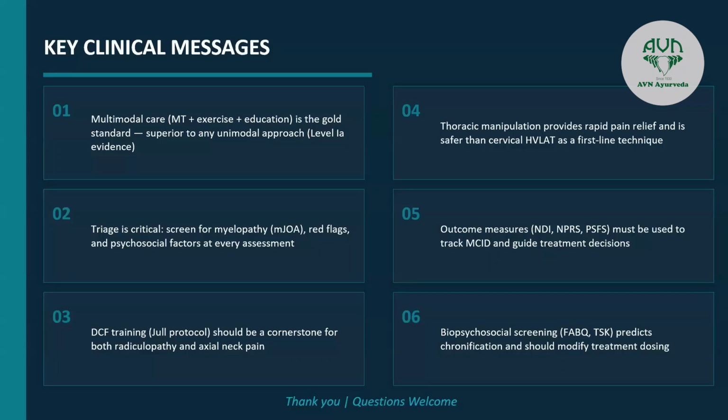Again, for thoracic manipulation, we have to go for mobilization rather than manipulation, and outcome measures and treatment decisions have to be taken care of. We can use NDI, NPRS or PSFS scales to grade the patient's severity, and biopsychosocial screening predicts chronification and should modify treatment dosing. Apart from the physical or muscular level of screening, we have to go for biopsychosocial screening in order to modify and give a more fruitful approach.